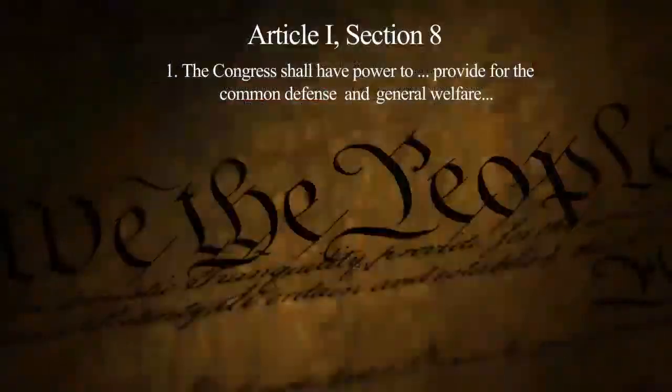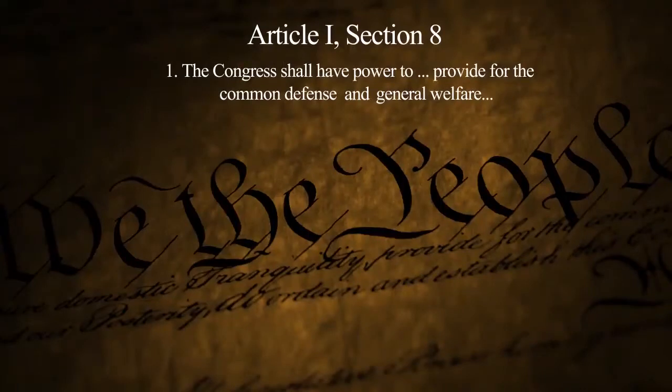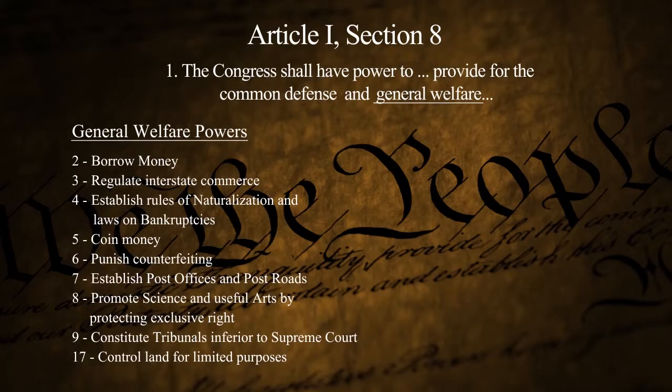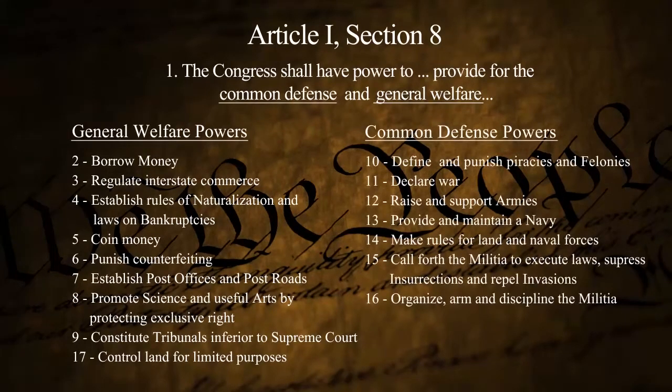Now we're going to take those words and stick them on a screen again on this slide so we can read them a little bit better. Notice here's number 1. It talks about the general welfare. Those general welfare powers are clauses 2 through 9 and 17. And the common defense powers, like we talked about earlier, are clauses 10 through 16. Those are the ones that refer to the common defense powers.